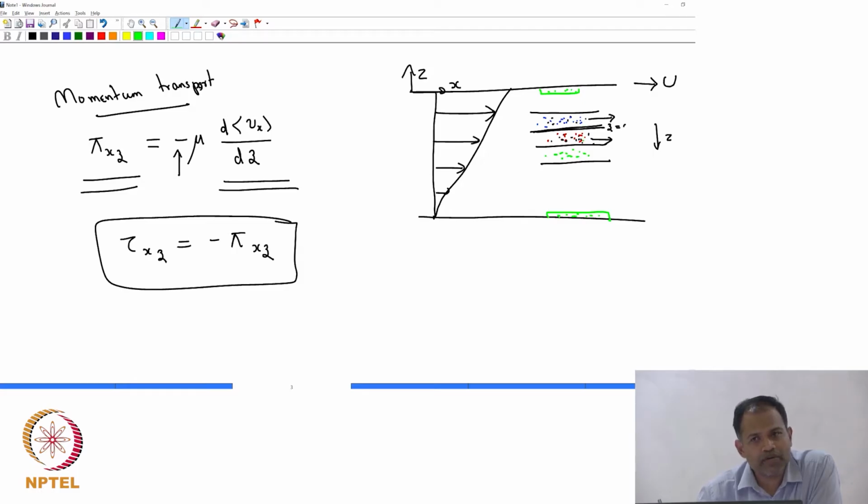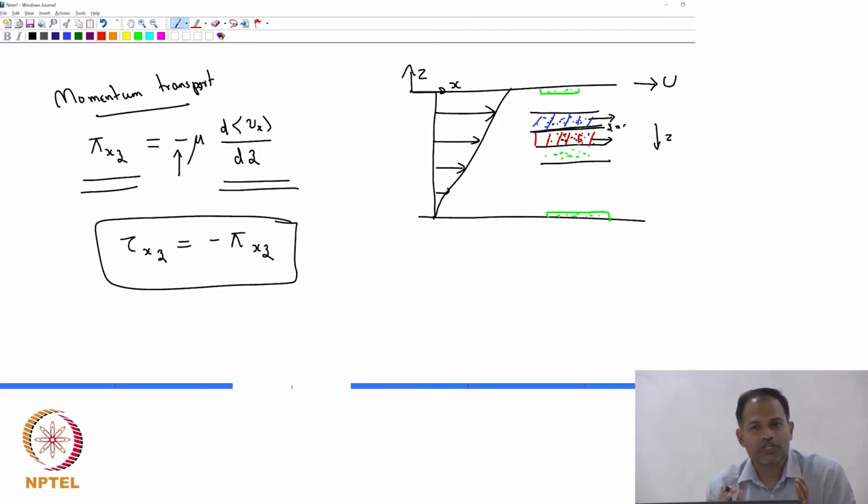So let me color the regions. That is what I am trying to say. There will be an equal number of molecules from the green region which will also come up there. So there is no reason to expect that the velocity would change.